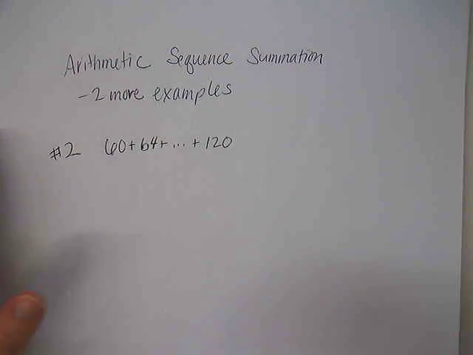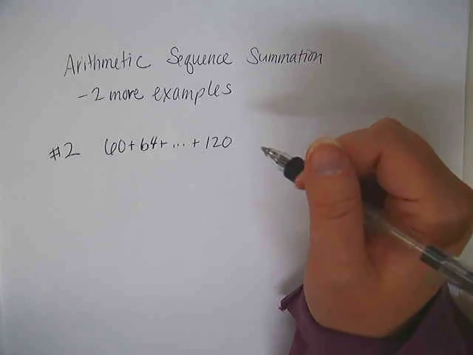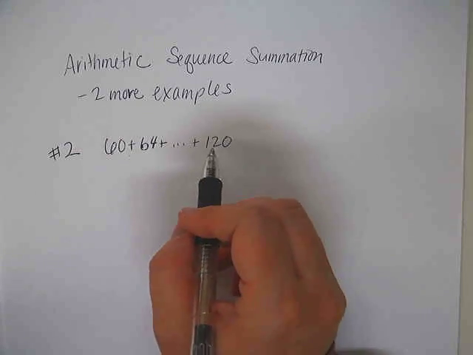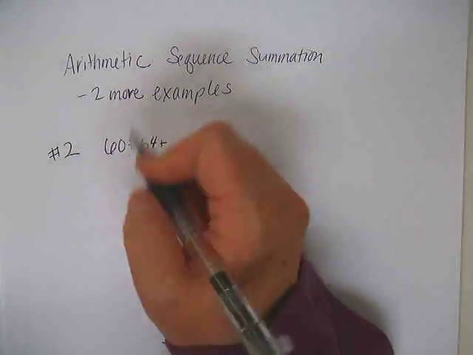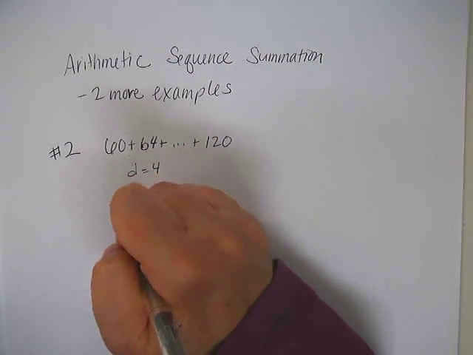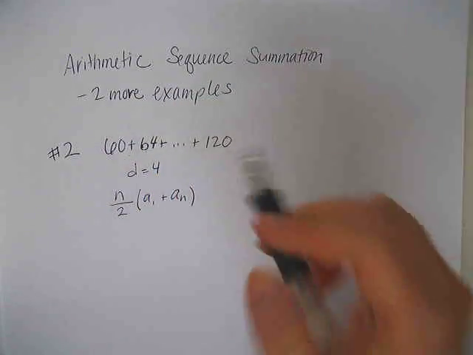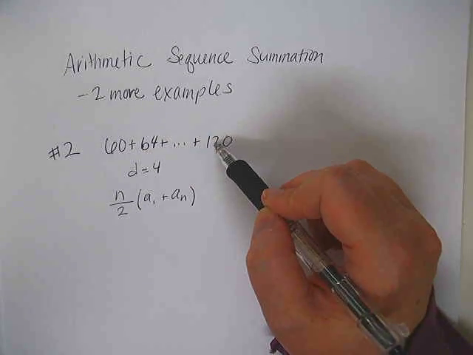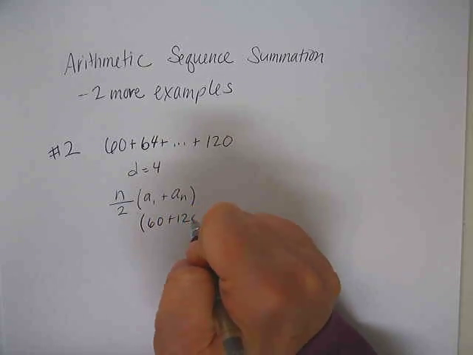Let's do a couple more examples of how to do a summation with an arithmetic sequence. Here's an arithmetic sequence that starts at 60 and goes to 120, and each time the number increases by 4. So our common difference is 4. For our formula, we need n, we need a sub 1, and we need a sub n. A sub 1 is 60, a sub n is 120. So we have those two numbers to plug in.